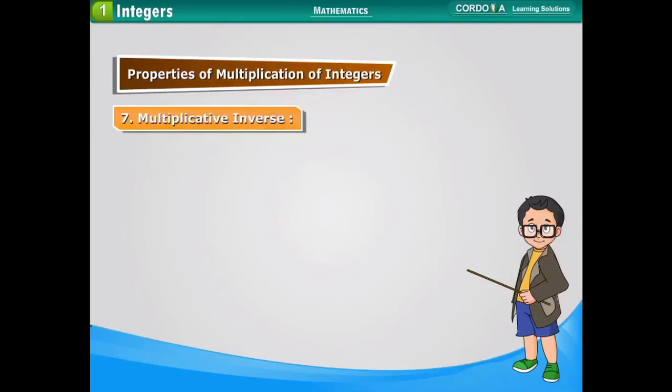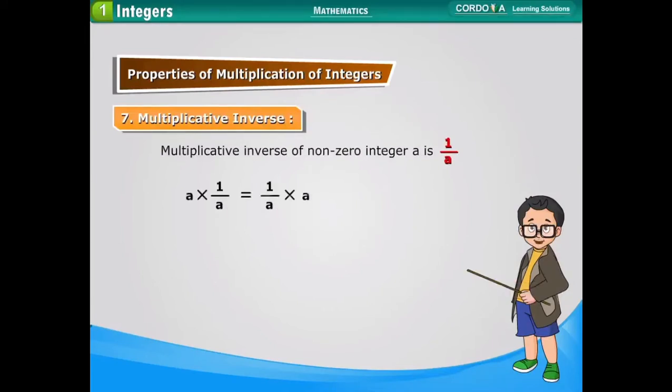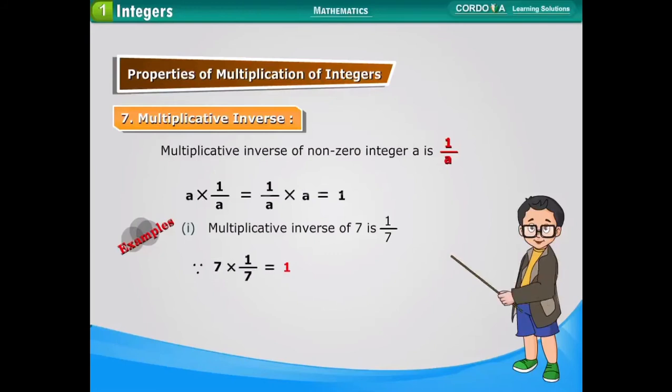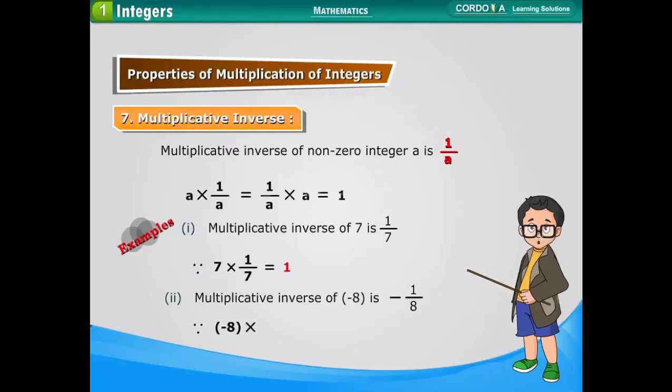Multiplicative inverse. The multiplicative inverse of a non-zero integer a is 1 upon a. a into 1 upon a is equal to 1 upon a into a, which is equal to 1. Examples: the multiplicative inverse of 7 is 1 upon 7. Similarly, 7 into 1 upon 7 is equal to 1. The multiplicative inverse of -8 is -1 upon 8. Similarly, -8 into -1 upon 8 is equal to 1.